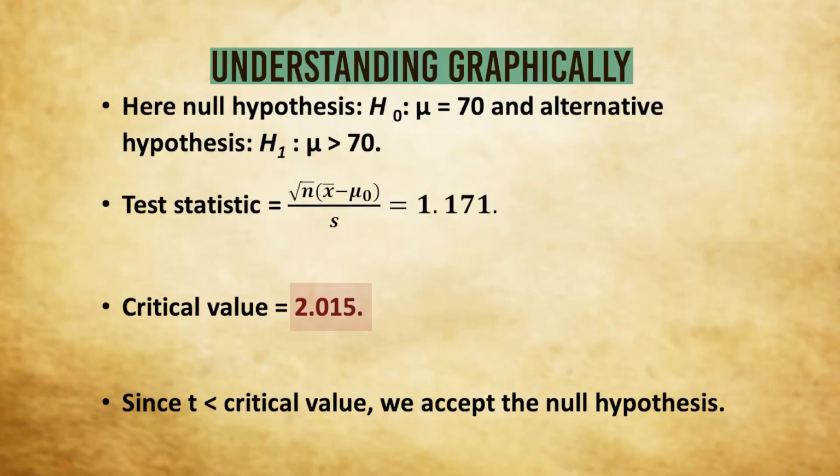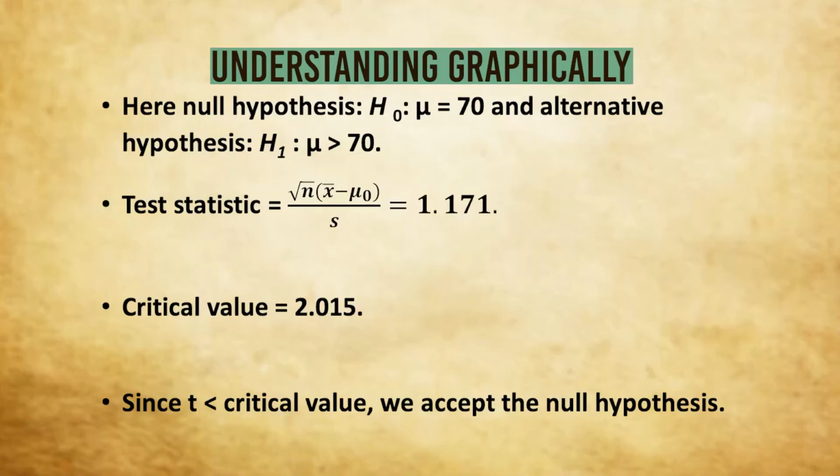The critical value of t, that is the tabulated value of t, we can find out to be 2.015, while the value of the test statistic has been found to be 1.171. So t is less than the critical value. So what do we do? Should we accept or reject the null hypothesis? Since t is less than the critical value, we accept the null hypothesis. What do we mean by that? Can we say that the professor's claim is justified, that the average score is greater than 70? No, we cannot say that.